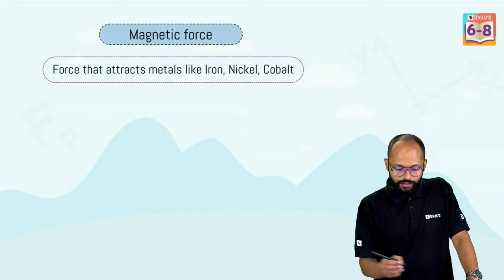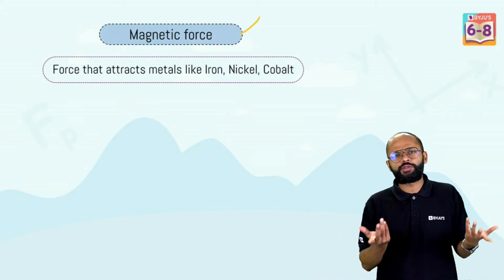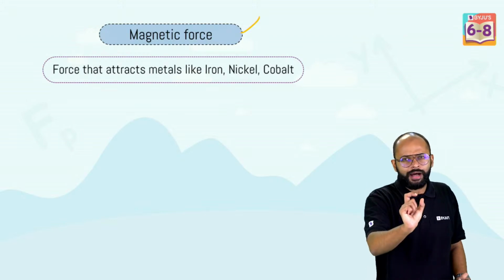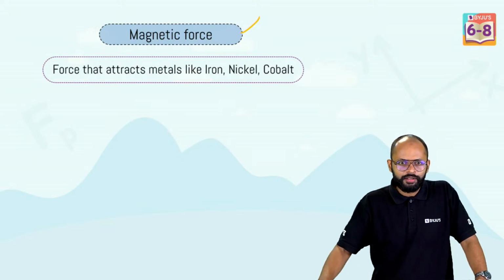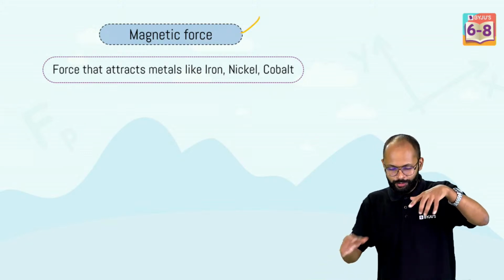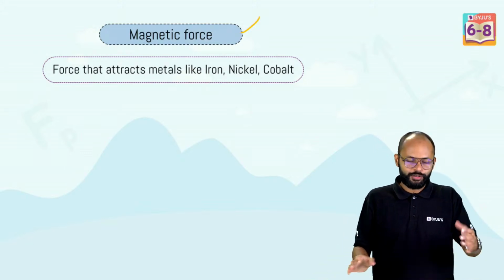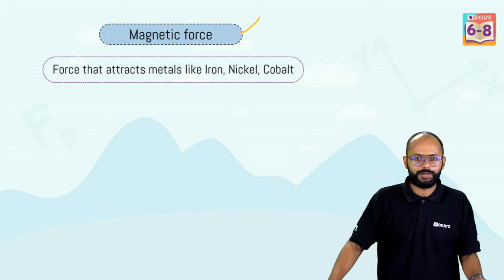So after electrostatic, we have magnetic force, because we have been playing with magnets for so long. Fridge magnets, small bar magnets, right? I removed the watch because it was shining and you were not able to see the electroscope leaves. So that's why I removed the watch, so that the shine should not fall on that.